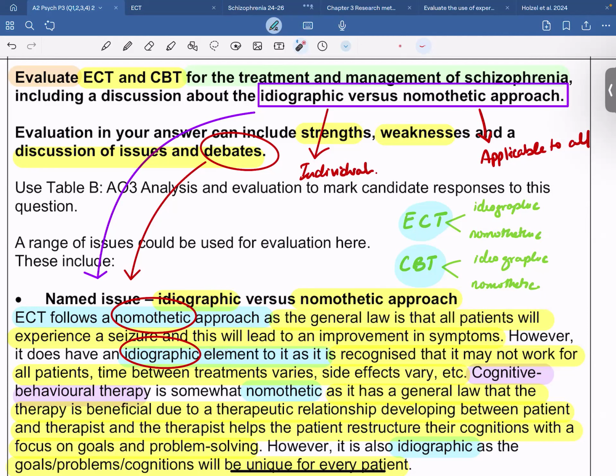Moving on, if we talk about cognitive behavioral therapy, that is CBT, this is somewhat nomothetic. Why is it that we're saying that it is somewhat nomothetic? Because it has a general law, right?